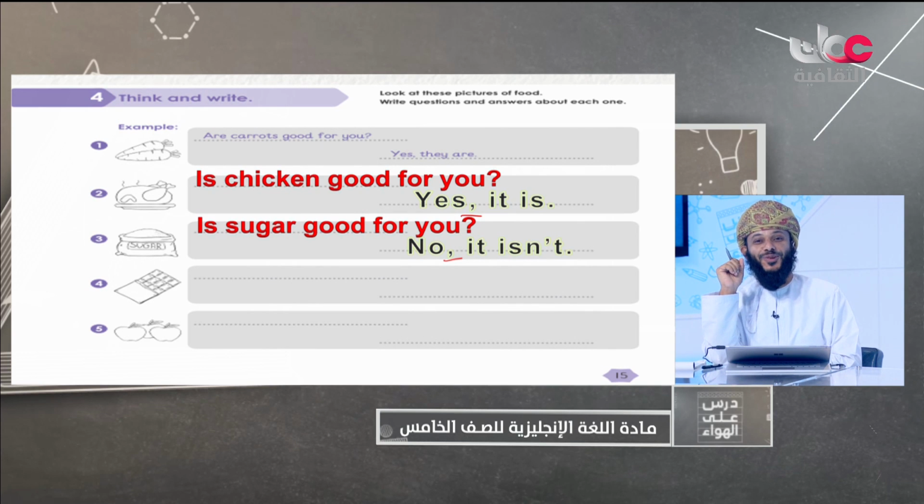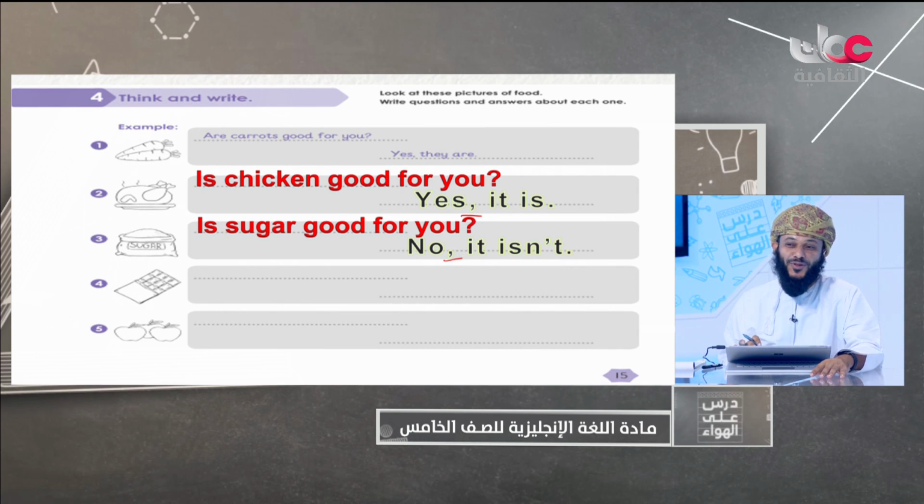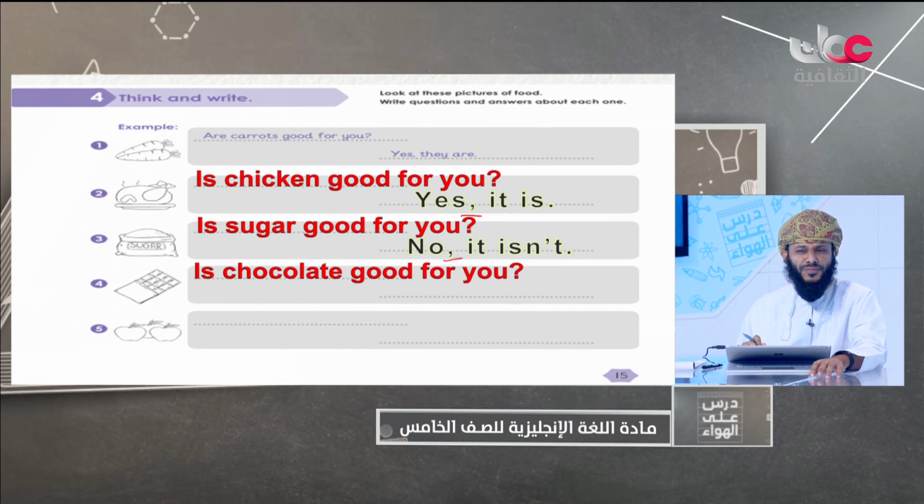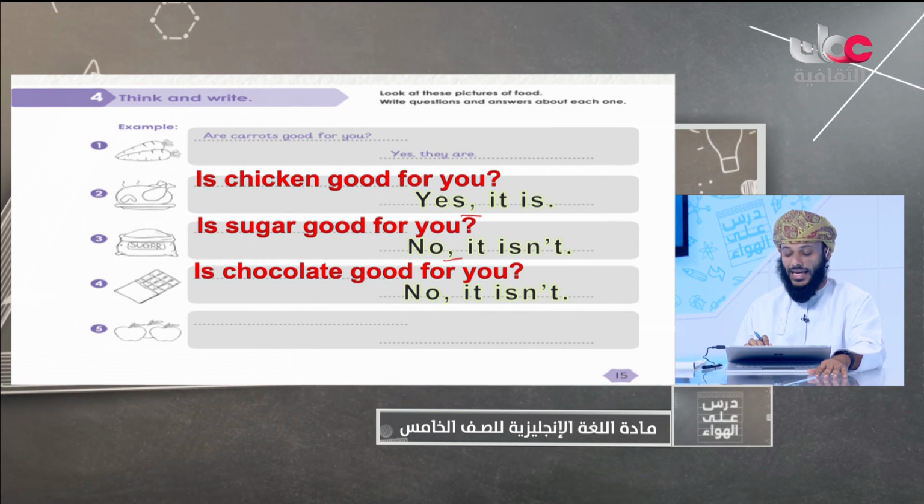Number 4. Is chocolate good for you? Thank you. Is chocolate good for you? No, it isn't. No, it isn't. Okay, the last one, thank you very much.